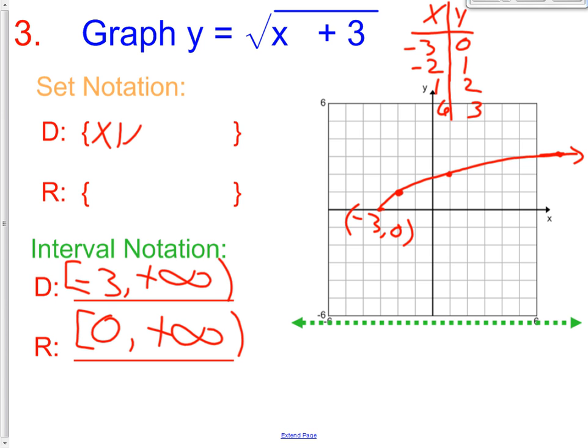So x such that x is everything that is greater than or equal to a negative 3, y such that y is greater than or equal to 0.